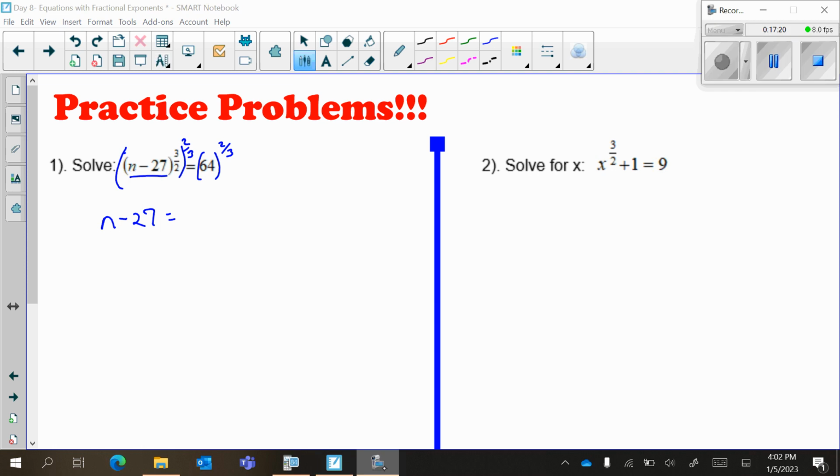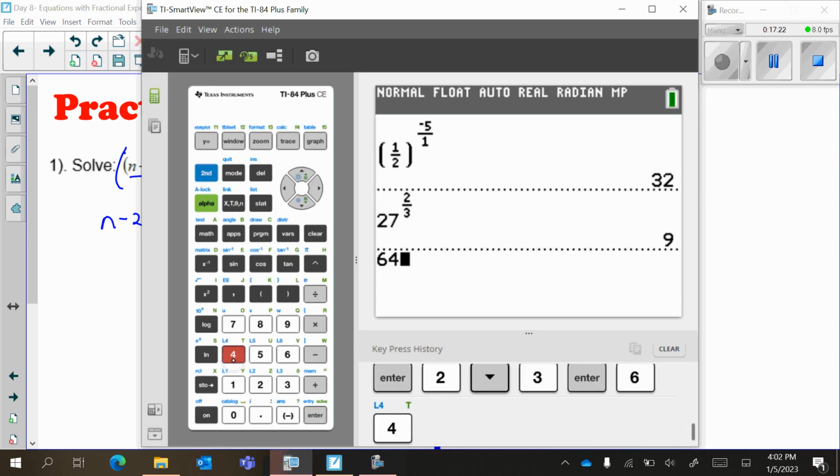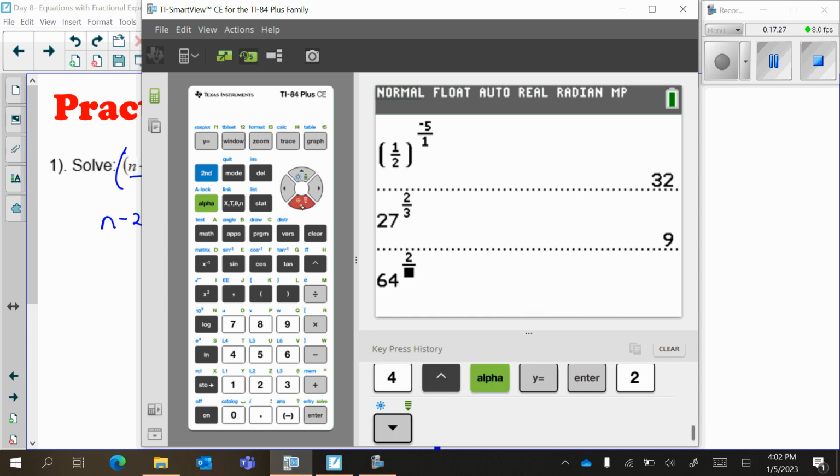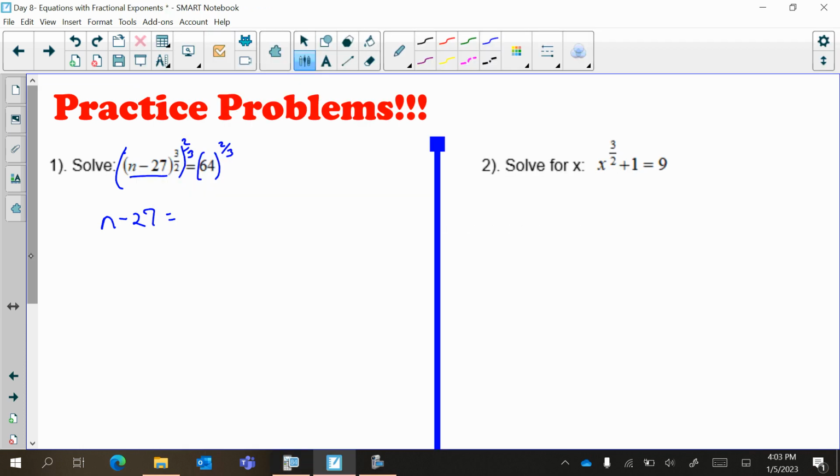Or 64 to the 2/3 is 16. You do not need a plus or minus because this is odd. From there, you're going to add 27 to both sides. Let's see, 16 plus 27 is going to be 43, I believe.